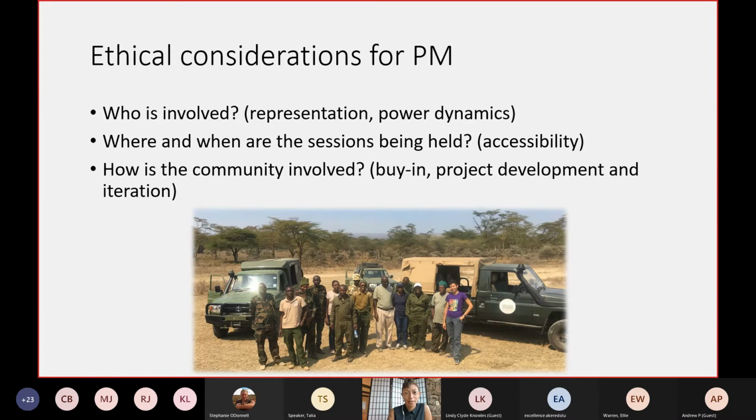And then lastly, how is the community involved? When are they buying into the project? Are they helping to develop it? Are they helping to iterate on it and make it better? These are ways that you can be elevating folks in the community, even within the process itself.